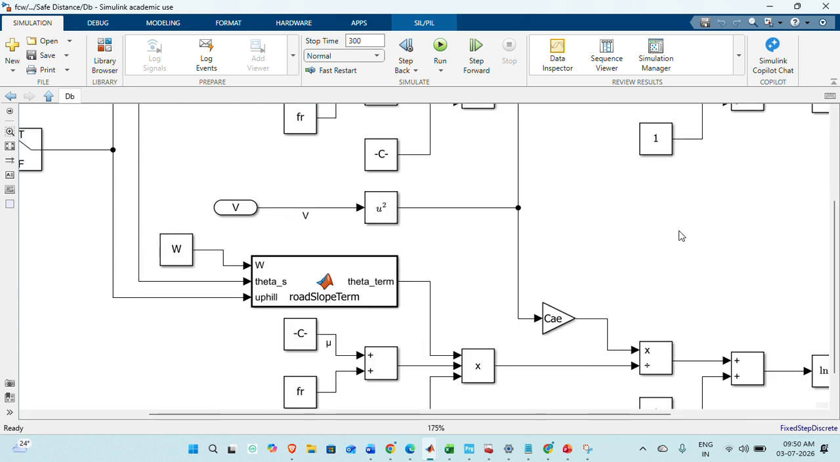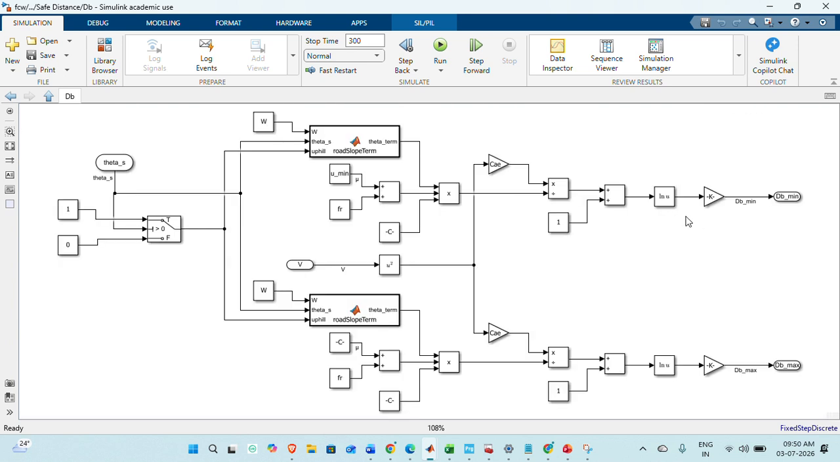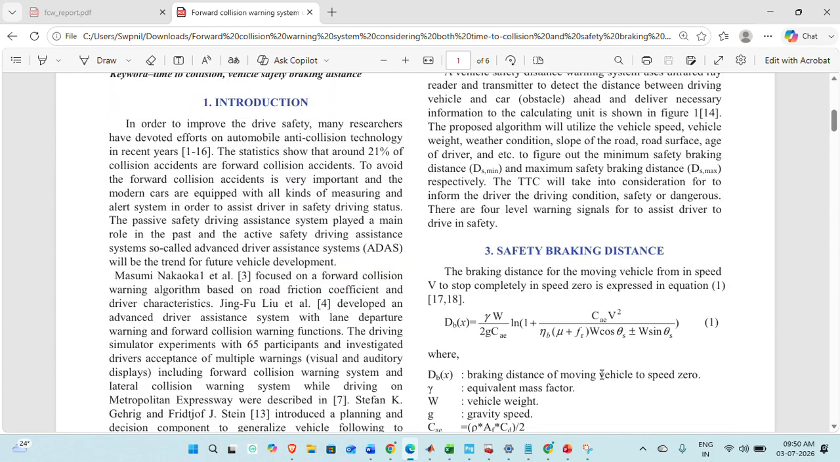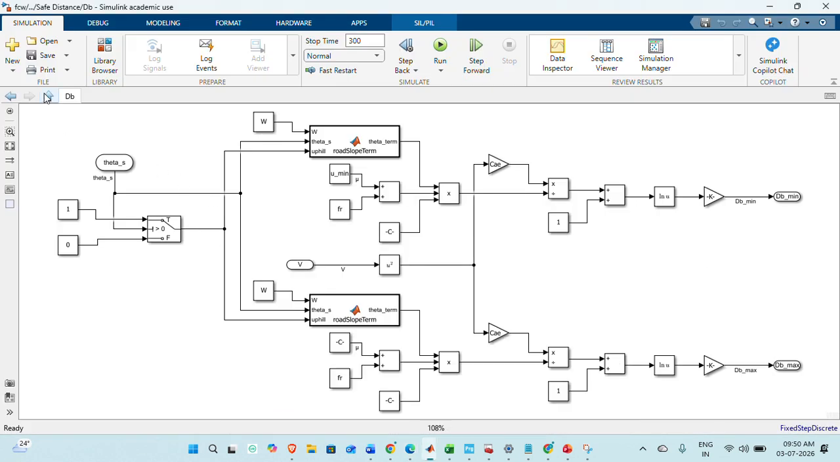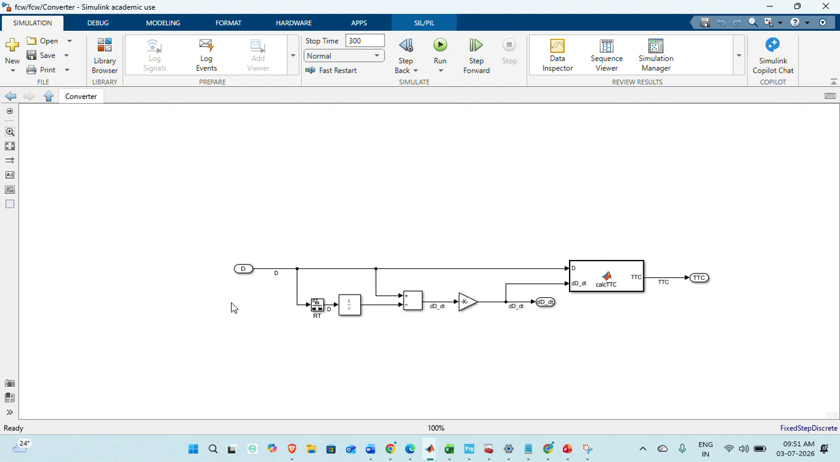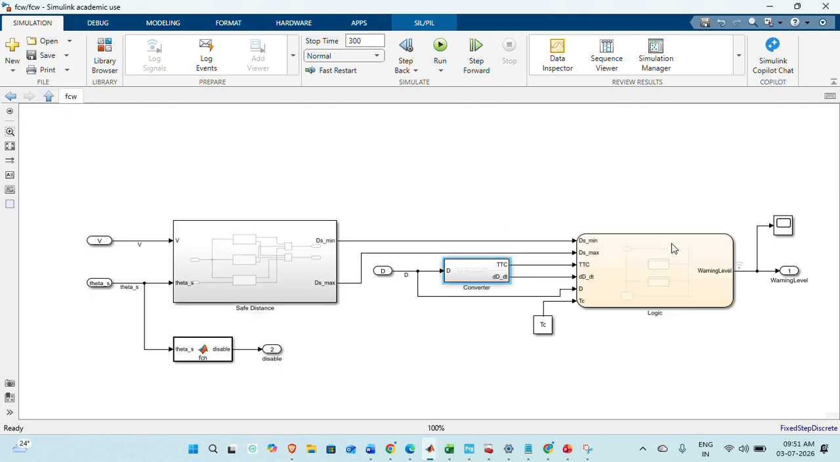While dB is calculated using this MATLAB function, which corresponds to the formula stated here. The parameters and their meanings are included in the research paper as well. Moving forward to the converted subsystem, it converts the distance d with dd by dt, which is the relative velocity between two vehicles, and ttc, which is time to collision.